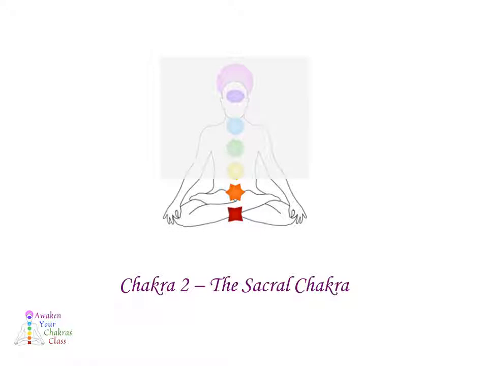Chakra number 2 is the sacral chakra, and the Sanskrit name is Svadhisthana, which means sweetness. The color is orange, and this chakra is located about 2 finger widths below our belly button.